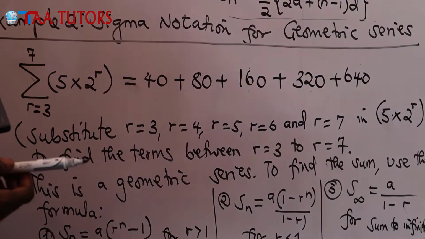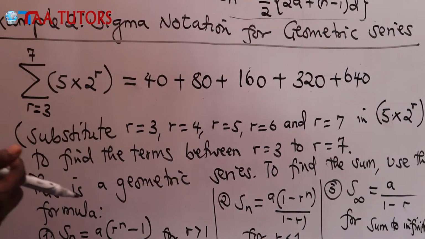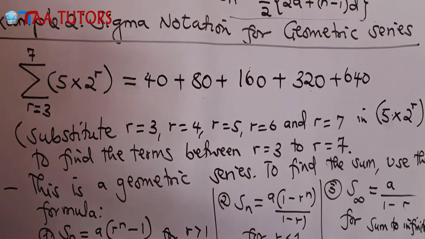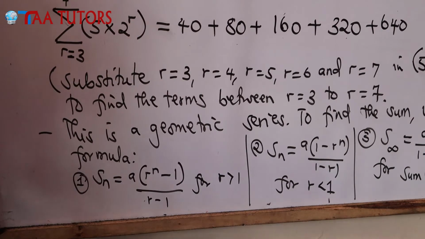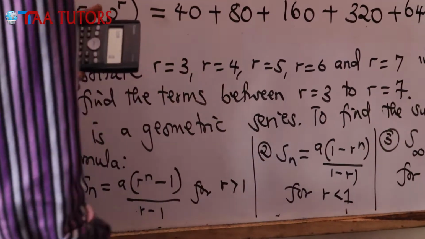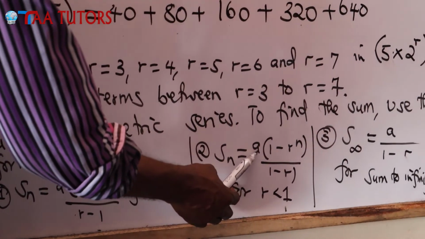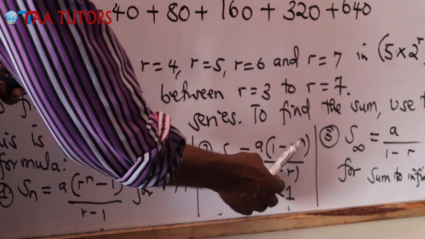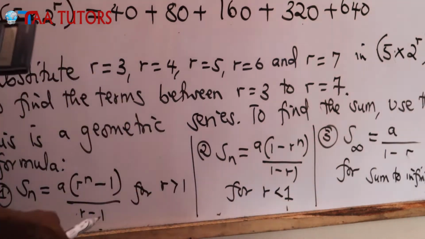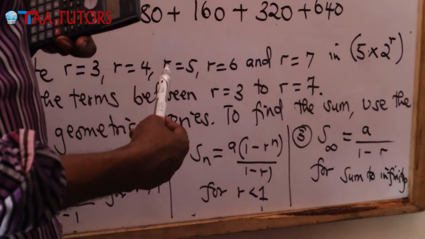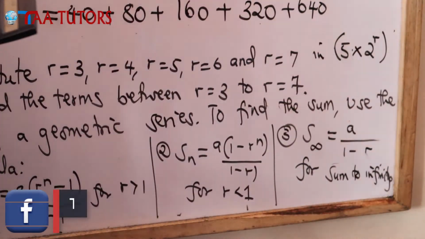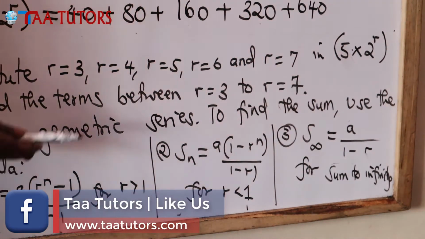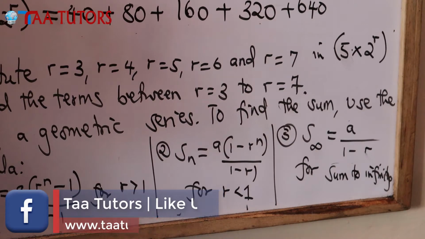So if you want to now calculate the sum of the terms in this particular series, you can use the 3 formulas we have talked about before. The formula when r is more than 1 is sum of n terms equals a into r power n minus 1 over r minus 1. But if r is less than 1, then the sum of n terms equals a into 1 minus r power n over 1 minus r. We also talked in our previous lesson about the sum to infinity. The sum to infinity here will be a divided by 1 minus r if you're dealing with that. So the choice will be yours based on what the question is asking you to do.